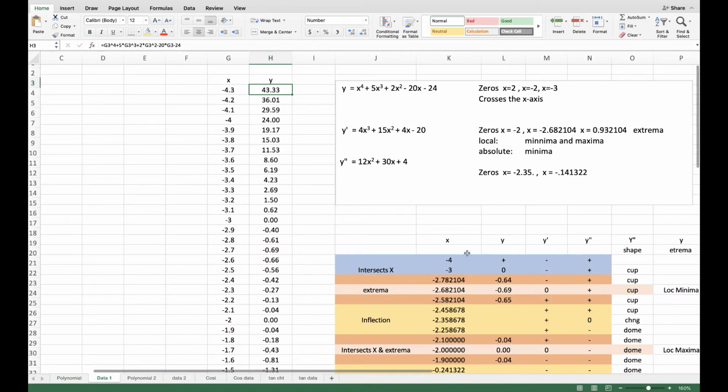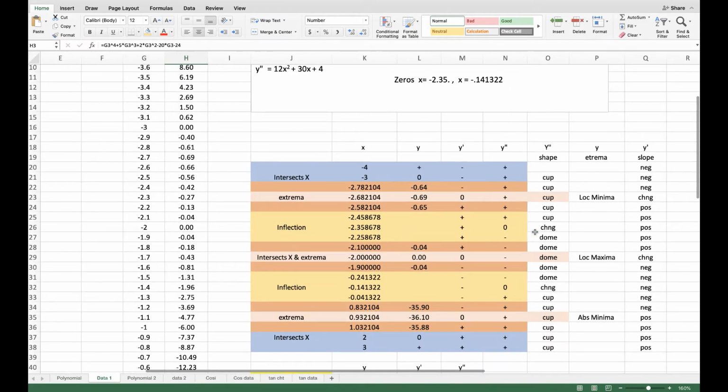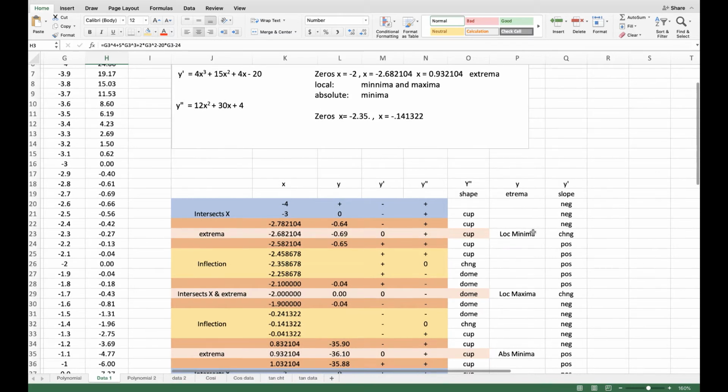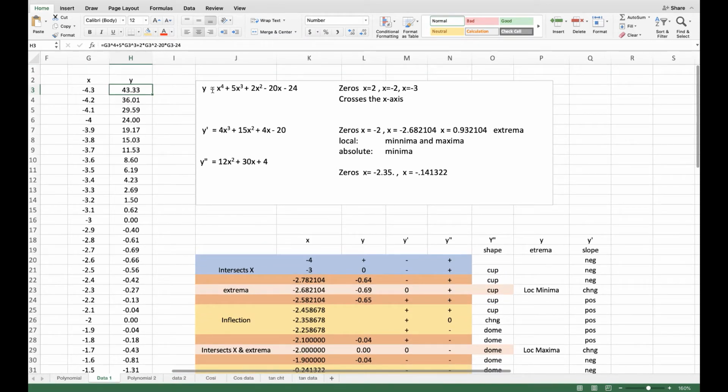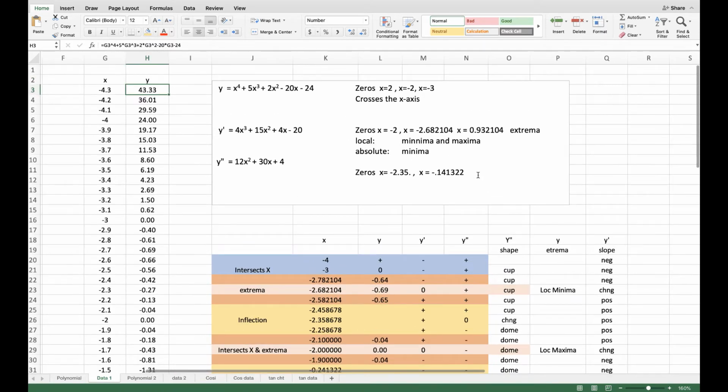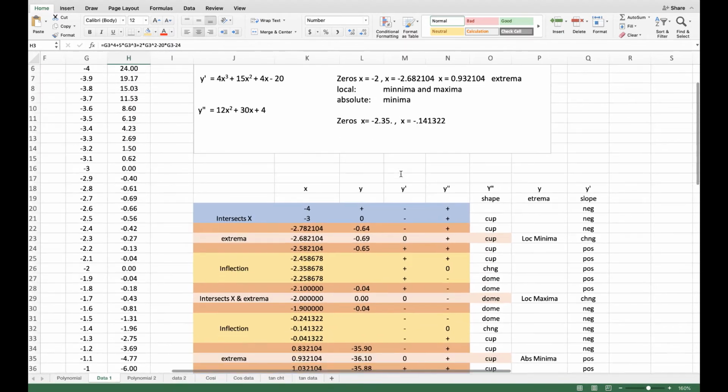So what we do is we take the information that we got, finding the zeros of the function, finding the zeros of the derivative, and finding the zeros of the second derivative. We're able to find out where the function crosses the axis, where the local or absolute extrema are, whether it's a minimum or maximum, and we know where the inflection points are.